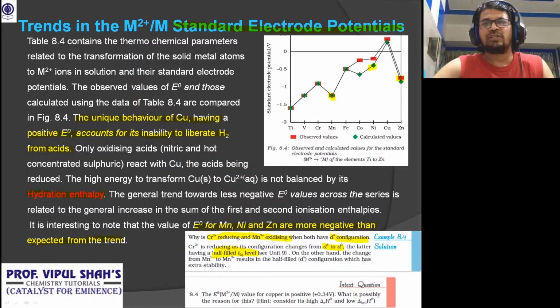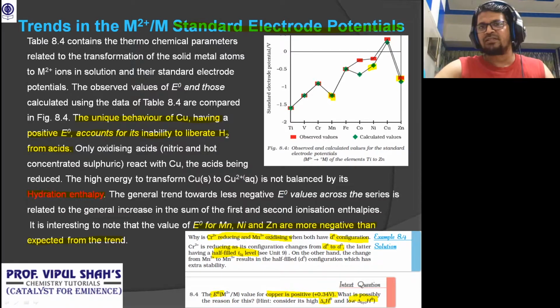And one more question down there. The E0, the standard electrode potential value of copper, is positive, that's plus 0.34. What is the possible reason? The reason they have given here, actually it's a correction, it's given delta HA, but it's not delta HA, it's with respect to its lattice energy. It should be lattice energy and low delta H hydration.